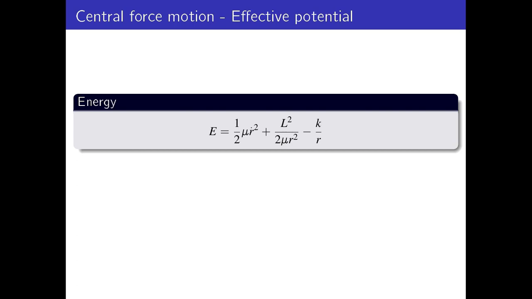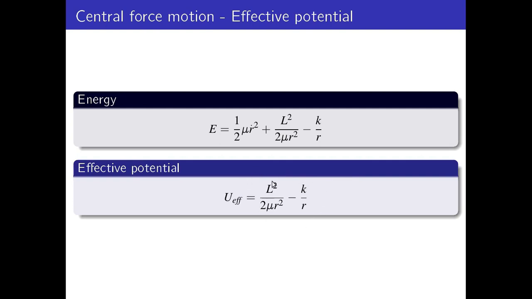As can be seen from this form of energy, it is a function of r dot and r only. So we can consider this motion as one-dimensional motion, though in reality it is a two-dimensional motion. The first term of this expression can be considered as kinetic energy, and the remaining two terms can be considered as potential, or with the correct terminology, as effective potential for the considered one-dimensional motion. And we will use this effective potential to understand the motion.